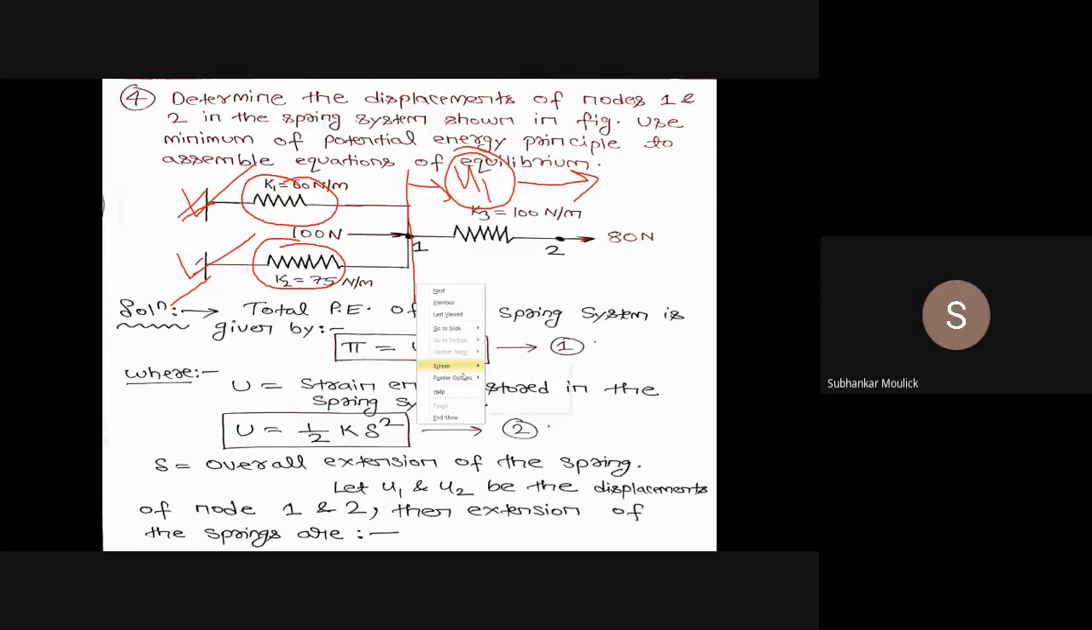So now we will substitute the value of delta 1, delta 2 and delta 3 in this expression. U is equal to half k1 delta 1 square plus half k2 delta 2 square plus half k3 delta 3 square. Let us substitute. The final expression of U becomes U is equal to half k1 u1 square plus half k2 u1 square plus half k3 (u2 minus u1) whole square, which is equation number 3. Any doubt till equation number 3? No, sir. Okay.